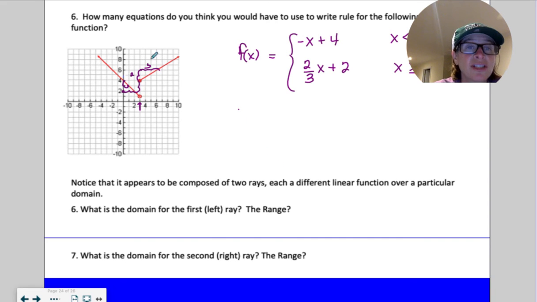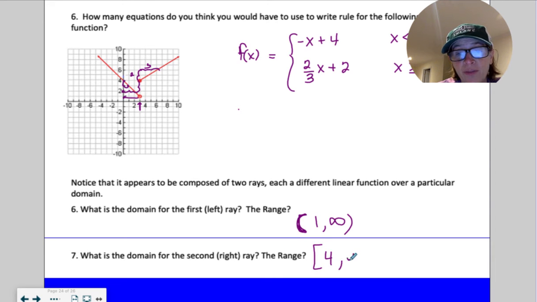Now the range, so let's look at the range. Now remember, range is a little bit trickier because it's y values. So the range for the first domain would be from 1 all the way to infinity. But it would be a parentheses, so 1 to infinity. Whereas the range for the rightmost function would be from hard bracket 4 to infinity. Remember, range is always my y values.